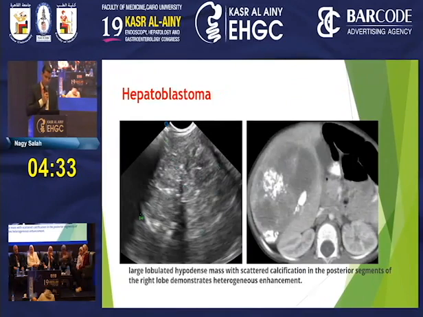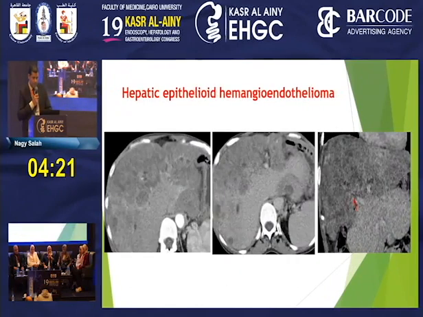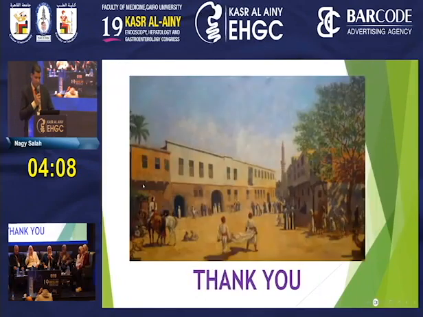Hepatoblastoma is usually in a neonate, with a large lesion, hyperechoic in ultrasound, may contain calcification on contrast CT and shows heterogeneous enhancement with breaking-down areas. Hepatic epithelioid hemangioendothelioma is a large aggressive infiltrative lesion, here involving most of the liver, showing central necrosis and portal vein invasion. Thank you.